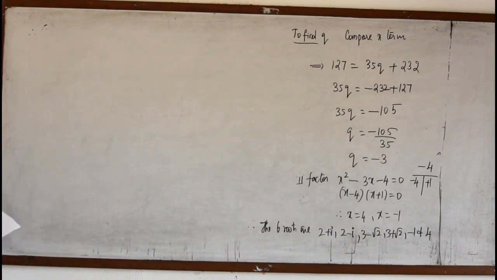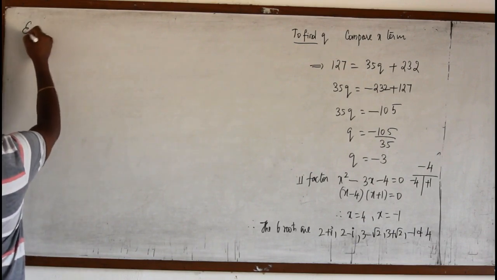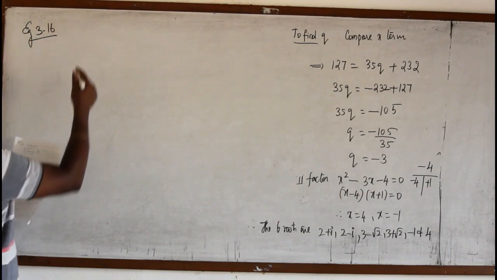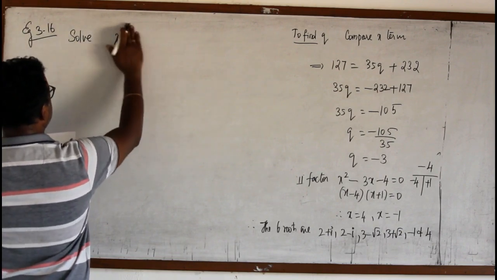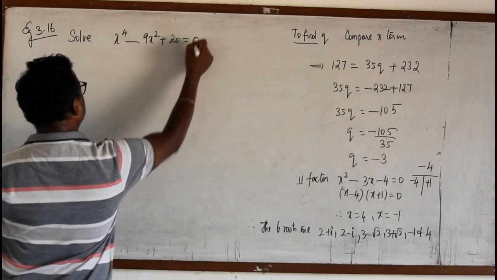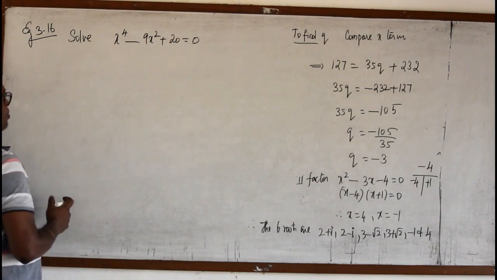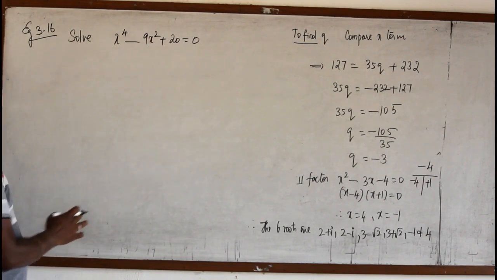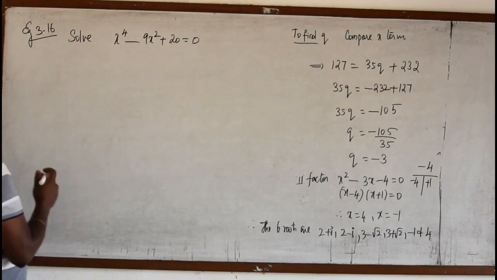Example 3.16. There are some clues to solve some kinds of equations. One of these clues here is: solve x power 4 minus 9x square plus 20 equal to 0. Here the highest power is 4, so I must give 4 roots. But here, can you notice only even powers are given? That means x power 4 is x square the whole square. So x square is repeated.